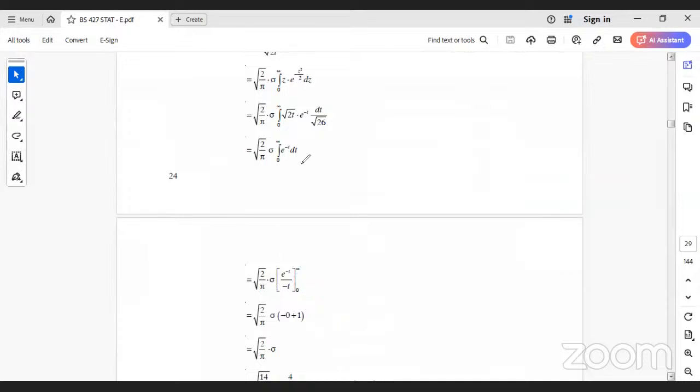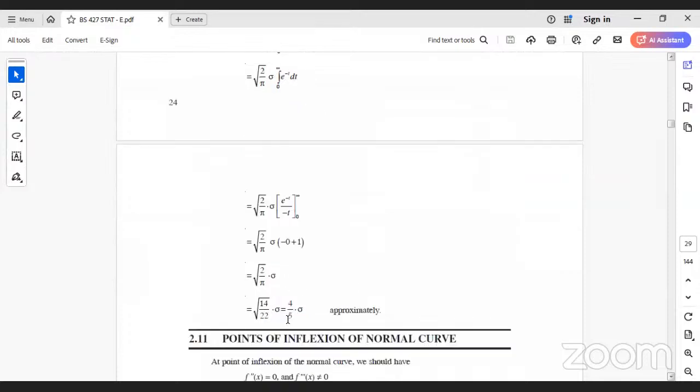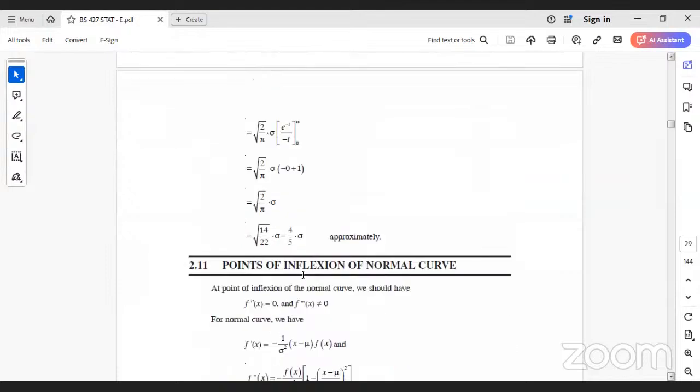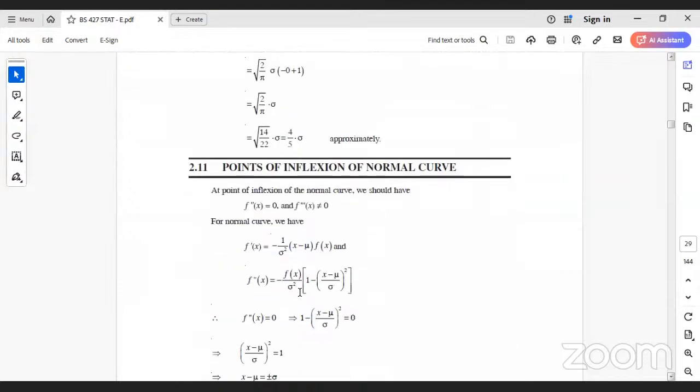So root 2 by pi sigma, e power minus t, applying the lower limit and upper limit from 0 to infinity. e power minus t at infinity is 0, minus 0 and minus minus 1, so minus 0 plus 1 is 1. So 1 by root 2 sigma we are taking here, therefore root 2 by pi sigma, that is approximately 4/5 sigma. This is the mean deviation of the normal curve.